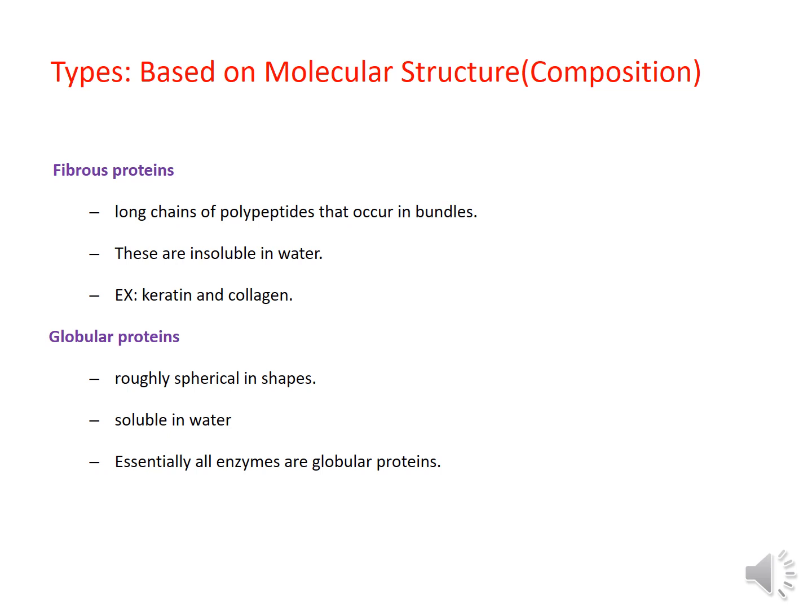Fibrous proteins are long chains of polypeptides that occur in bundles, whereas globular proteins are roughly spherical in shape. The second distinction regarding the protein structures is that fibrous proteins are insoluble in water, whereas globular proteins are soluble in water. The examples for fibrous proteins are keratin and collagen. Globular proteins are essentially all enzymes.